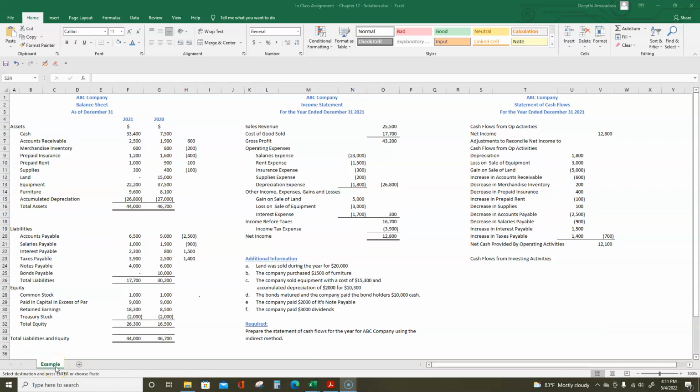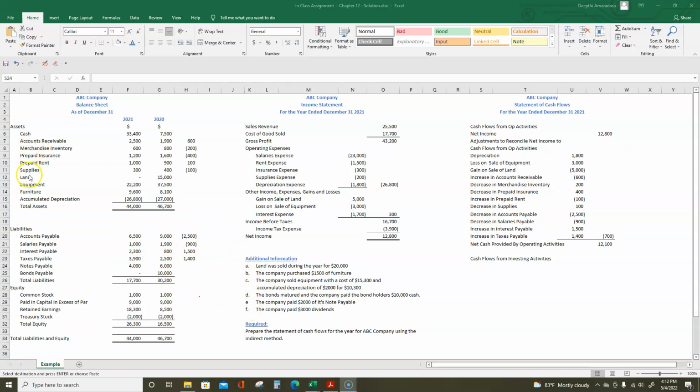For investing activities and financing activities, we're going to refer to this additional information provided at the end of the question. At this stage when you're learning, most of this information is provided here. As you keep advancing in your accounting classes and you get more and more difficult questions, sometimes you will have to analyze the accounts and look for the change in the accounts. Let's look at the additional information.